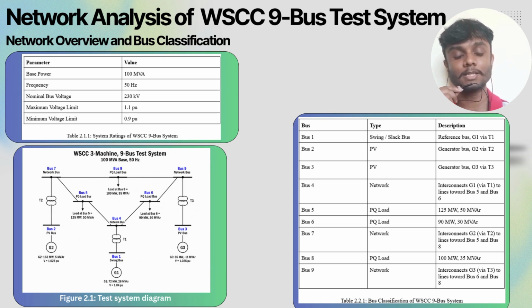So in terms of our bus classification, as you can see in the table, bus 1 is selected as the swing bus, which acts as the reference bus. Bus 2 and bus 3 are PV generator buses, while bus 5, 6, and 8 are the PQ load buses. And the remaining buses, which are bus 4, bus 7, and bus 9, act as the network buses that interconnect the generators and loads. You can also see figure 2.1, where we have shown the test system diagram.